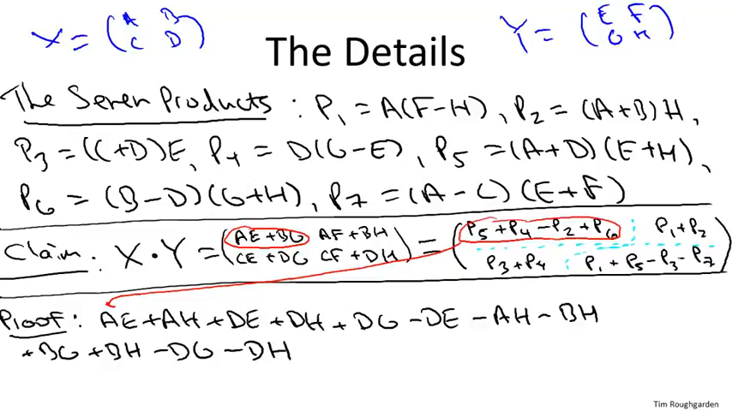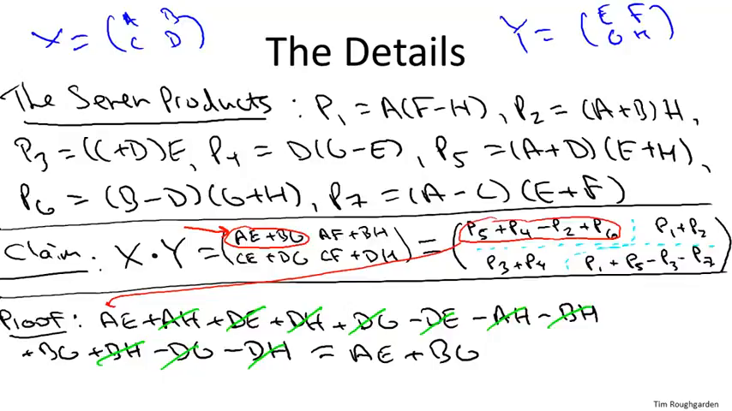Okay, so what happens next? Well, now we look for cancellations. So we cancel the AHs, we cancel the DEs, we cancel the DHs, we cancel the DGs, we cancel the BHs, and holy cow, what do we get? We get AE plus BG. That is, we get exactly what we were supposed to in the upper left block of X times Y. So we just actually verified that this equation holds for the upper left block. It's quite easy to see that it holds for the upper right and lower left blocks, and a comparable calculation verifies it for the lower right blocks of the two.